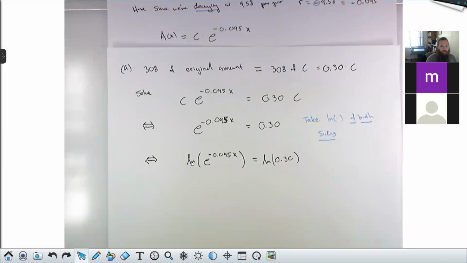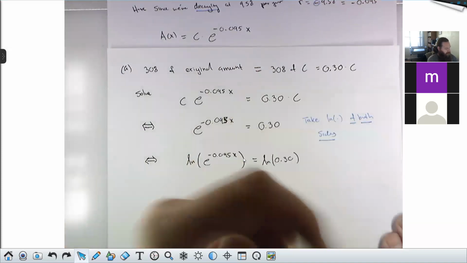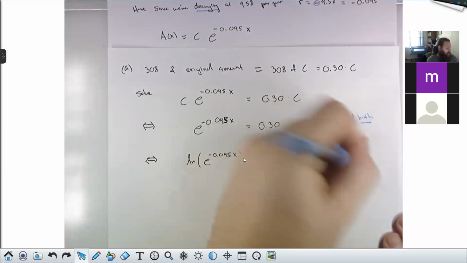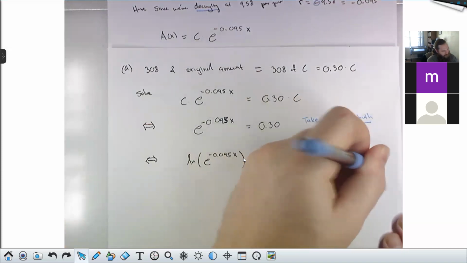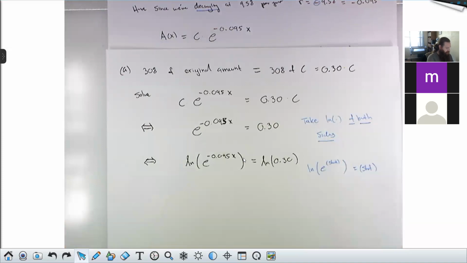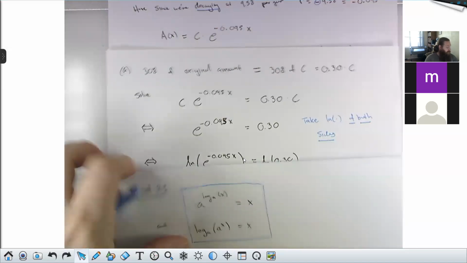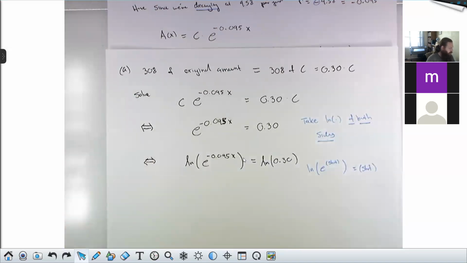The neat thing about this is that the natural log of e to some stuff is always just that stuff. That's again what this says, particularly the bottom one. If you use the base e, log sub e is just ln. So the natural log of e to the x would always just be x, and I don't care what x is. The natural log of e to some stuff is always just that stuff, or the base a log of a to some stuff is always just that stuff.